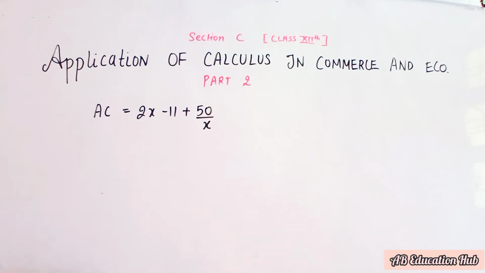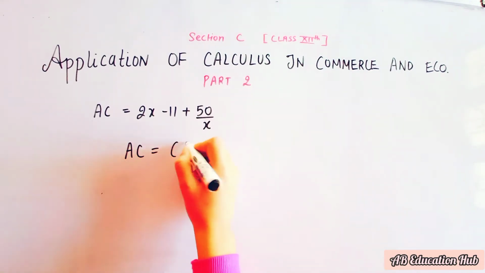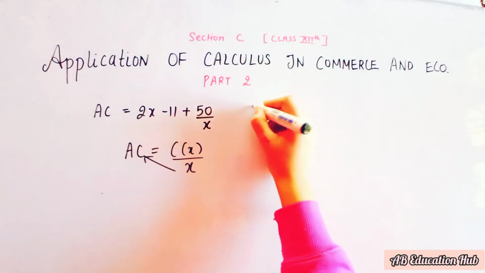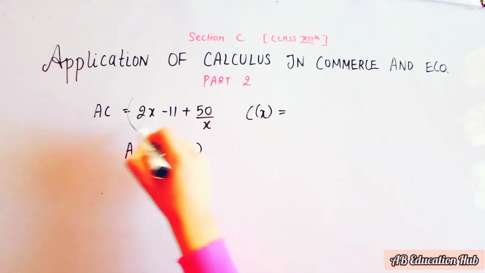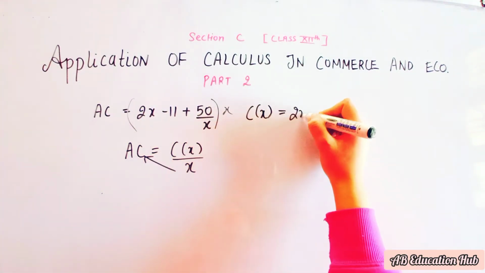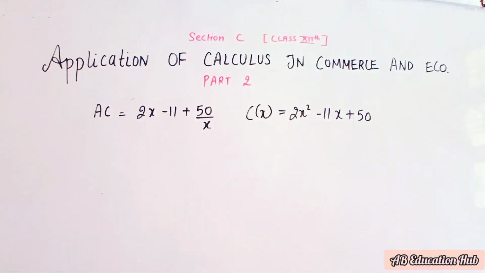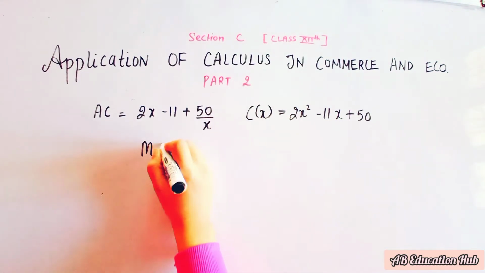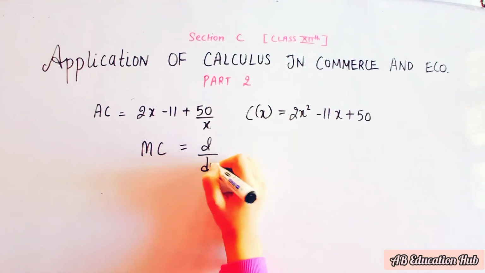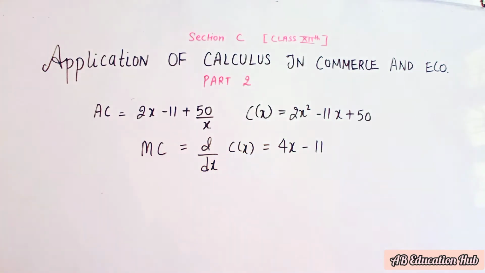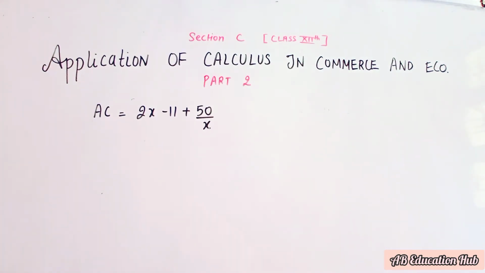The formula for AC is equal to C(x) by x. So the cost function will be AC multiplied by x. Cost function equals AC multiplied by x, that is 2x square minus 11x plus 50. Now the next part is to find the marginal cost function, which is equal to d by dx of the cost function, equal to 4x minus 11. Now the third part is to find the range of the output for which AC is increasing.